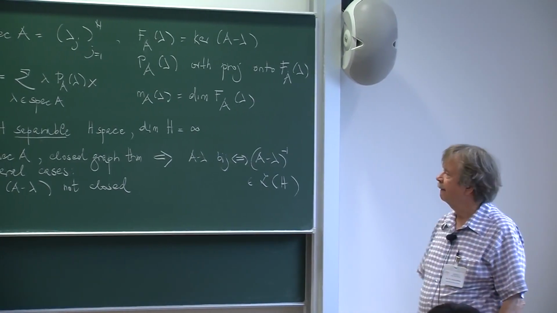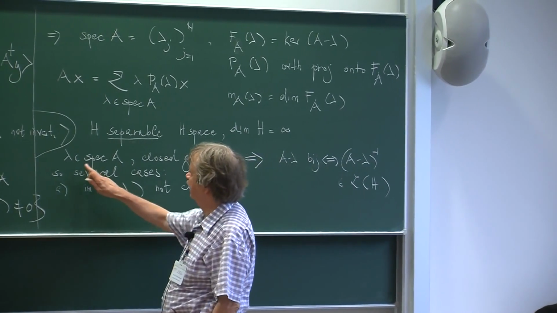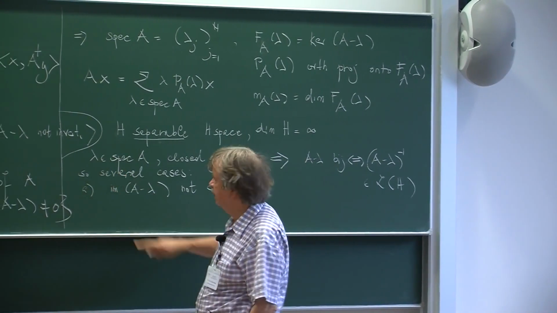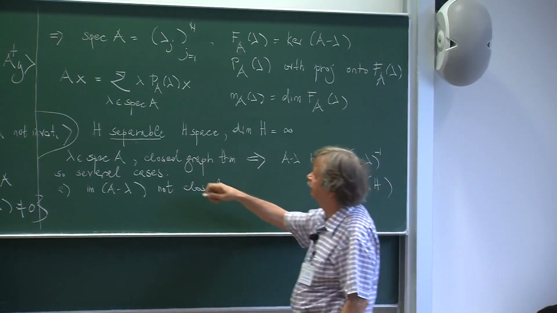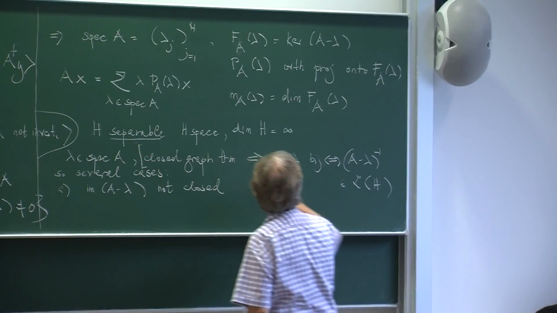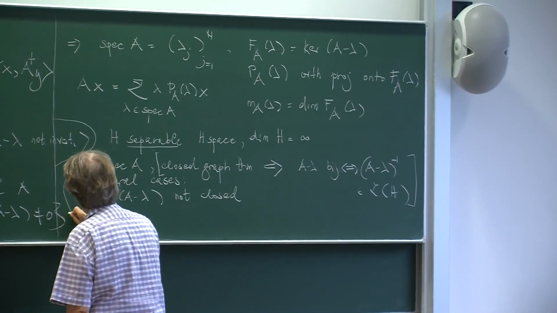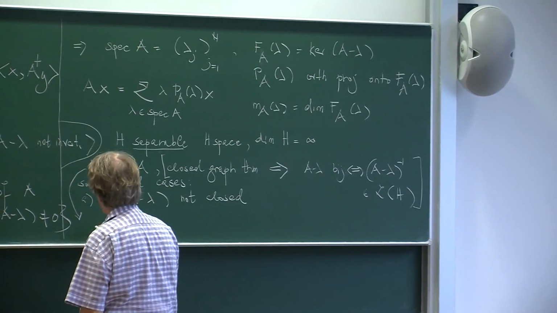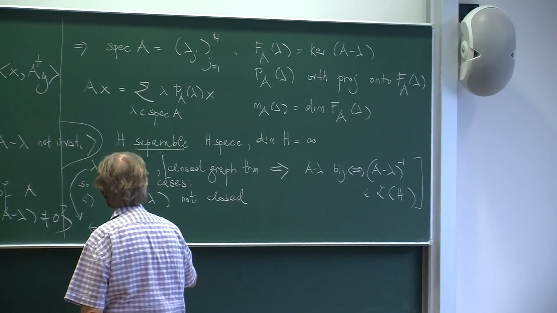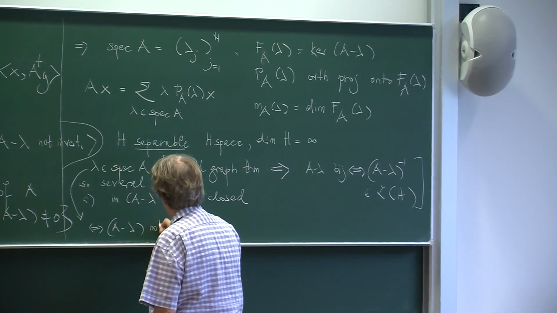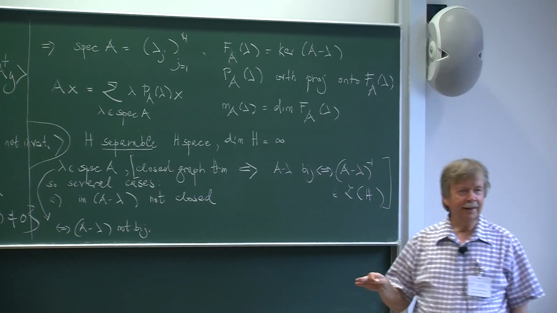Lambda in the spectrum, that means this is not bijective. This I should have written in this way, and then I said it, but not explicitly. This means A minus lambda is not bijective. Okay? Now I analyze this case.